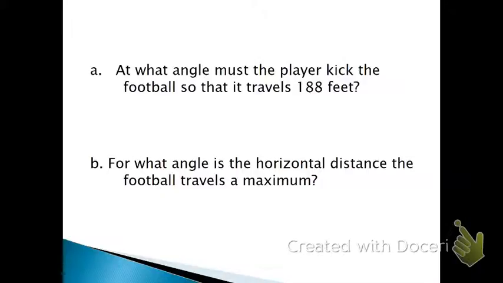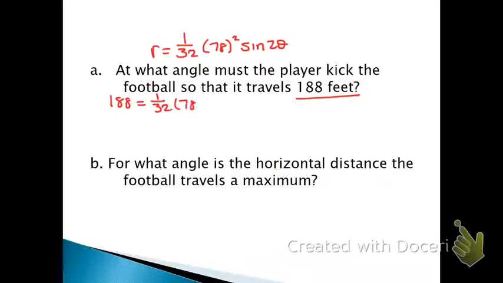And it says, at what angle must a player kick the football so that it travels 188 feet? Well, that 188 feet is that horizontal distance. That's that R value. So remember, your equation was R is equal to 1 over 32 times 78 squared sine of 2 theta. So plug in the 188. And then I'm going to have to work out this part here now, no options. So 188 equals 190.125 times sine of 2 theta.